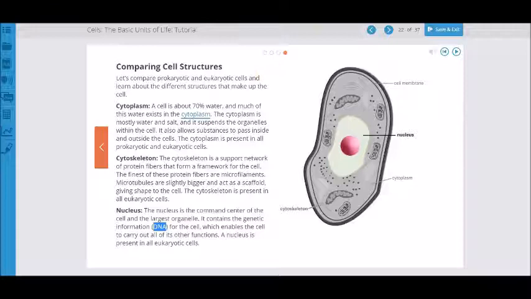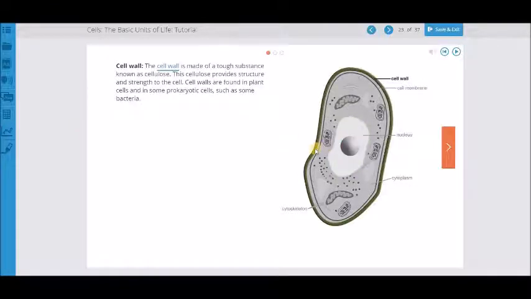Okay, moving on. If you're a plant cell or a fungus, and actually some prokaryotic cells like some bacteria also have it, you have a cell wall. So lots of things, not just plant cells, have a cell wall. But a cell wall is very thick. It's made out of something called cellulose, and cellulose is the same thing that paper is made out of. In fact, paper is the cell walls here.